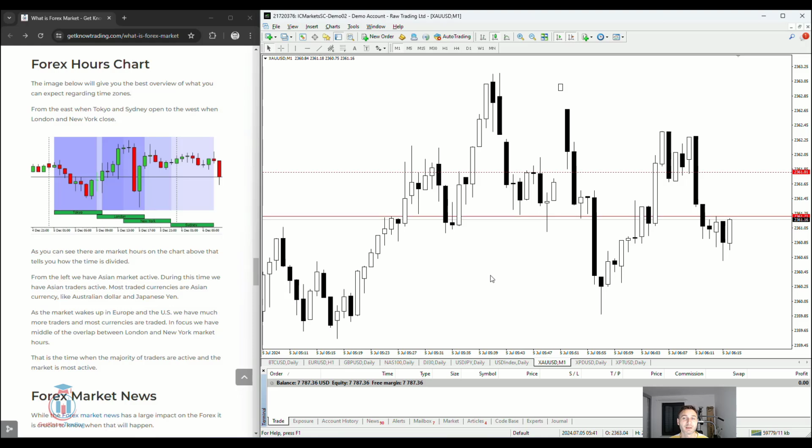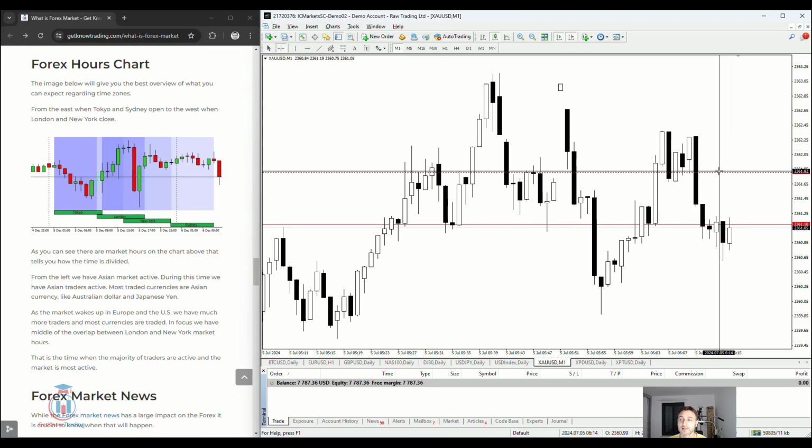What is Forex trading? You are not guessing; you have a trading system that can help you increase the chances of being in profit, and that means increasing the chance of correctly predicting where the price will go. Will it go up or will it go down?